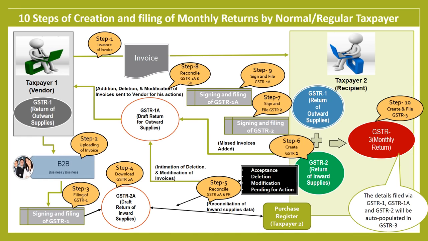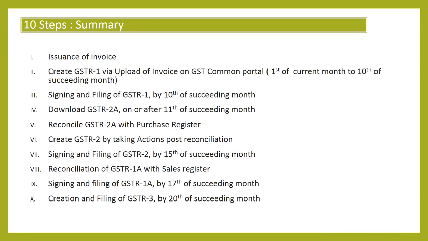So we have discussed the steps. First step is issuance of invoice. Create GSTR 1 via upload of invoices on the GST common portal. The dates for this are the 1st of the current month to the 10th of the succeeding month. Then signing and filing of GSTR 1 by the 10th of the succeeding month. Then download the GSTR 2A on the 11th. Reconcile GSTR 2A with the purchase register. Create GSTR 2 by taking actions post reconciliation.